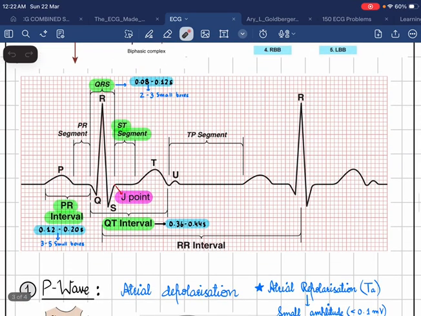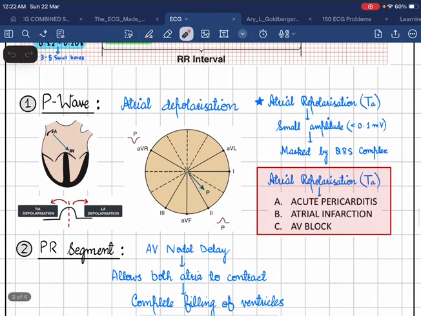In the previous video I talked about the basic waves and complexes of the ECG. Here we will be discussing the origin of these waves. First up we have the P wave, which denotes the atrial depolarization.